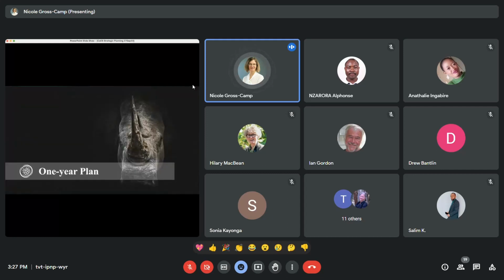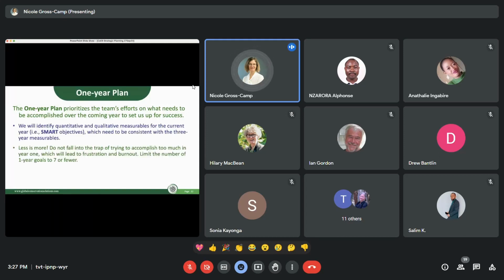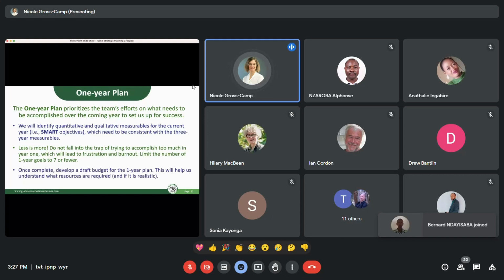1-year plan. From that 3 years, now to a 1-year time frame. They should be SMART. What it is you're trying to accomplish in that time, you want to have goals, and they should be affiliated with a budget.